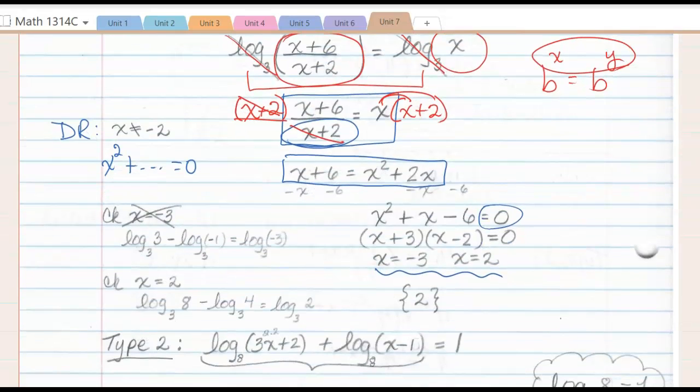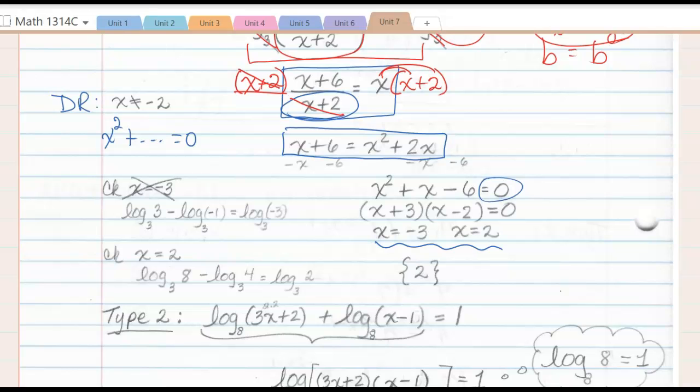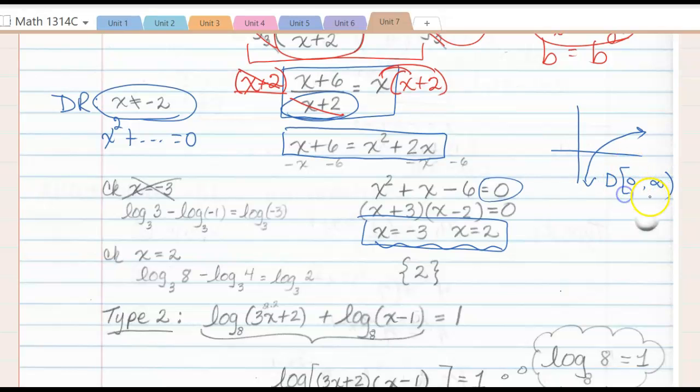Now remember, we said that we should always check these answers to make sure that they work. We notice that our answers are acceptable since neither one of these is equal to negative 2. We're still going to check. The main reason is that our log graphs have a restriction on the domain, being from 0 to infinity, not including the 0.